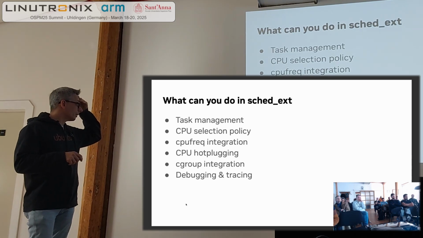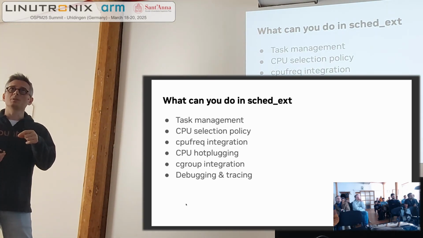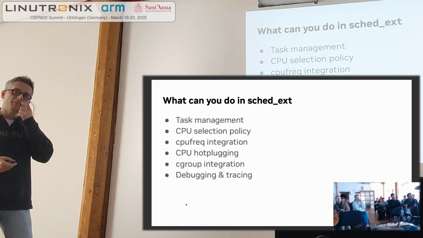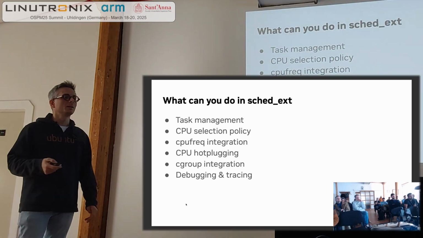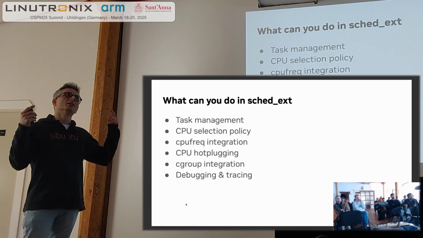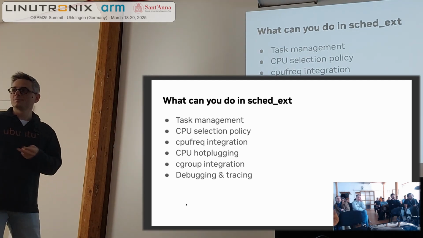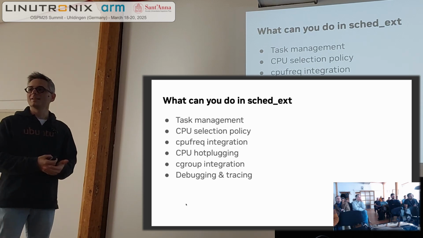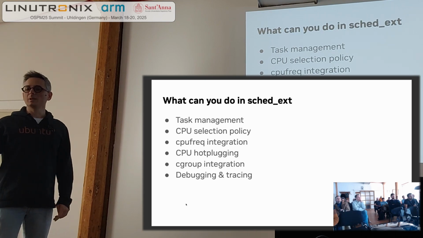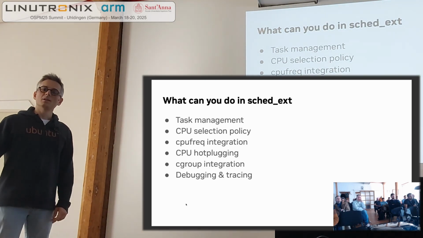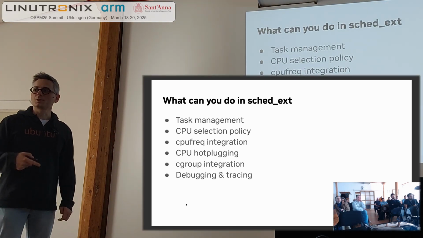We now support, that was added a while back, CPU plugging. So we have ops CPU online and ops CPU offline. If you implement those, you can decide what to do if a CPU goes offline or online. That means we also support suspend and resume, because if all the CPUs are going offline and you implement your own methods, you can decide what to do. If you don't implement them, by default we stop the scheduler on suspend and restart it on resume.